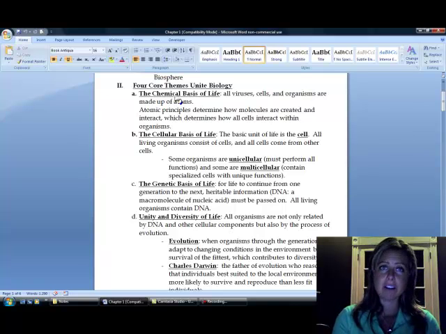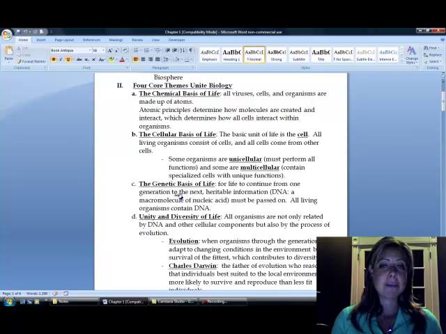The second thing that all living things have in common is cells. Anything that's living is going to be composed of at least one or more cells. If it's made of one cell, we call that unicellular, and if it's made of two cells or more, we call it multicellular. All right, so that's the second thing.